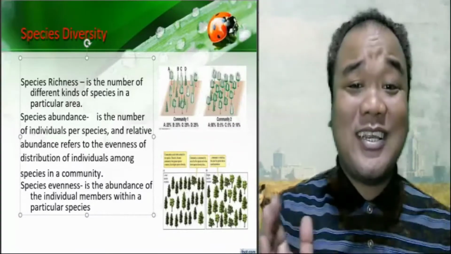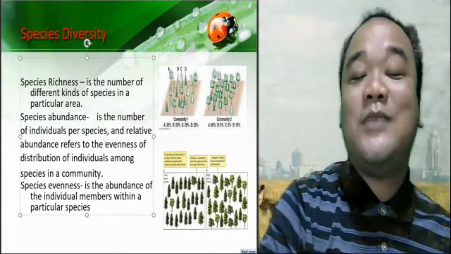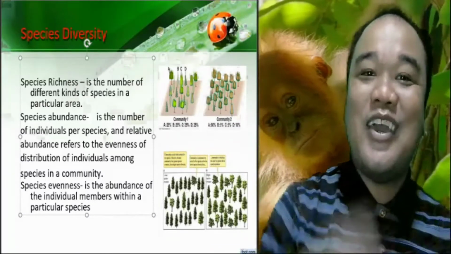So the question is, how do we measure species diversity? Sir Wentz, you're up. Hi, thank you, Sir Jules. To measure the species diversity of an area is by knowing its diversity index. So what is this diversity index?